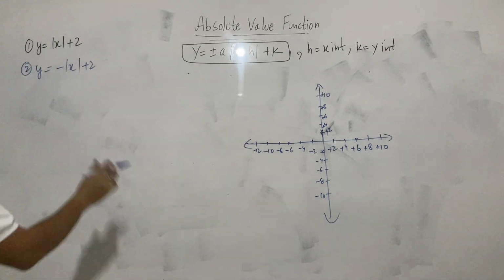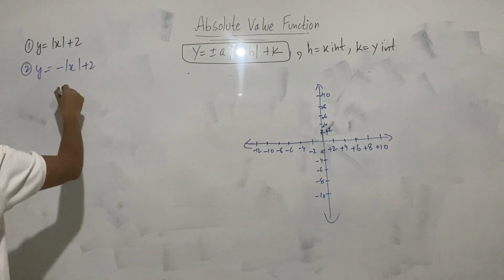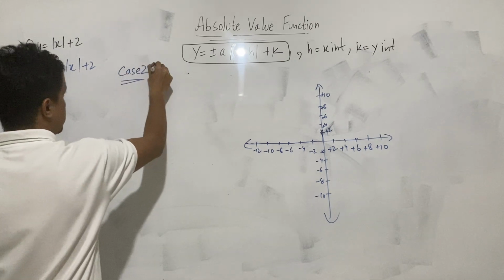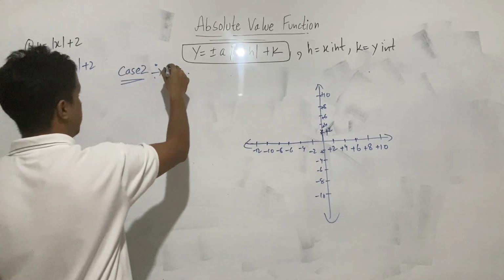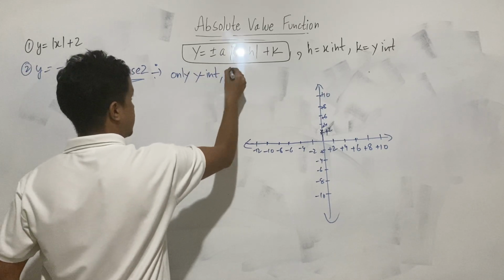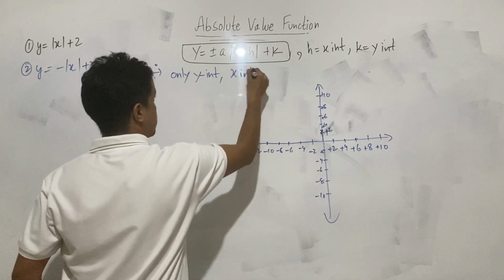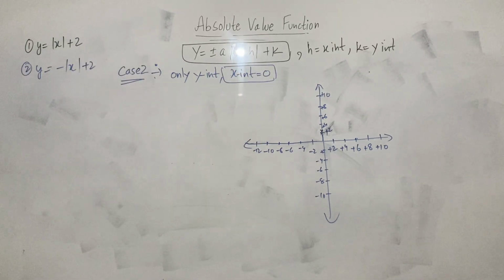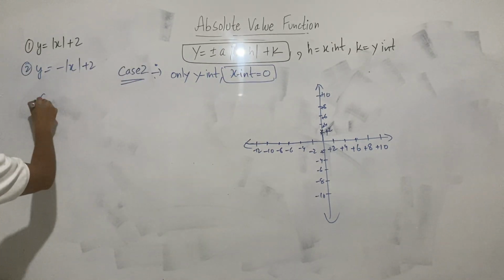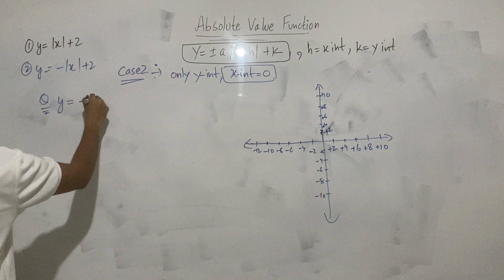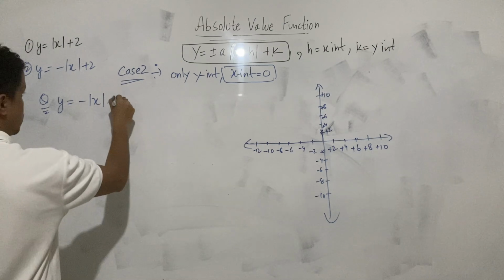So we are discussing case 2. Sorry, I erased it. It means only y-intercept, x-intercept 0. Okay, we are discussing this case. So my question is y equals negative absolute function x plus 2.